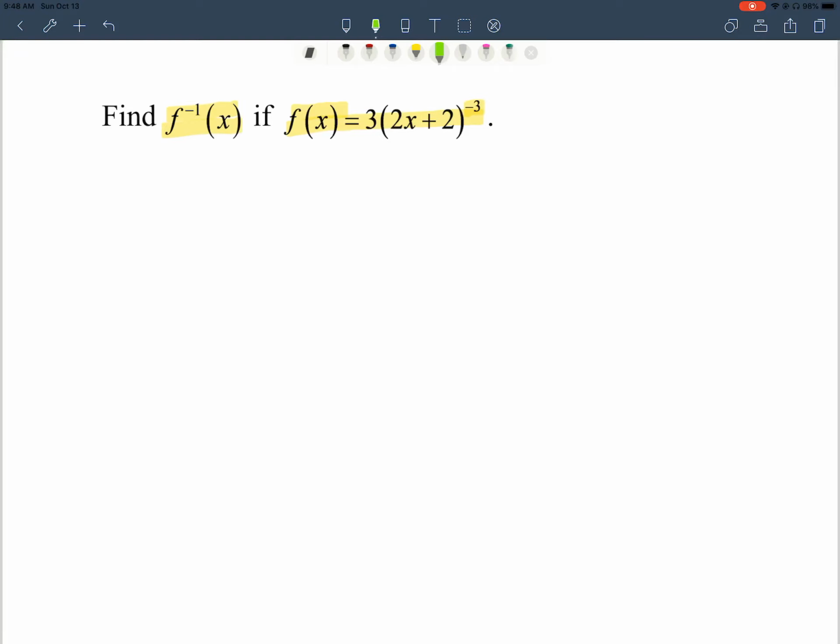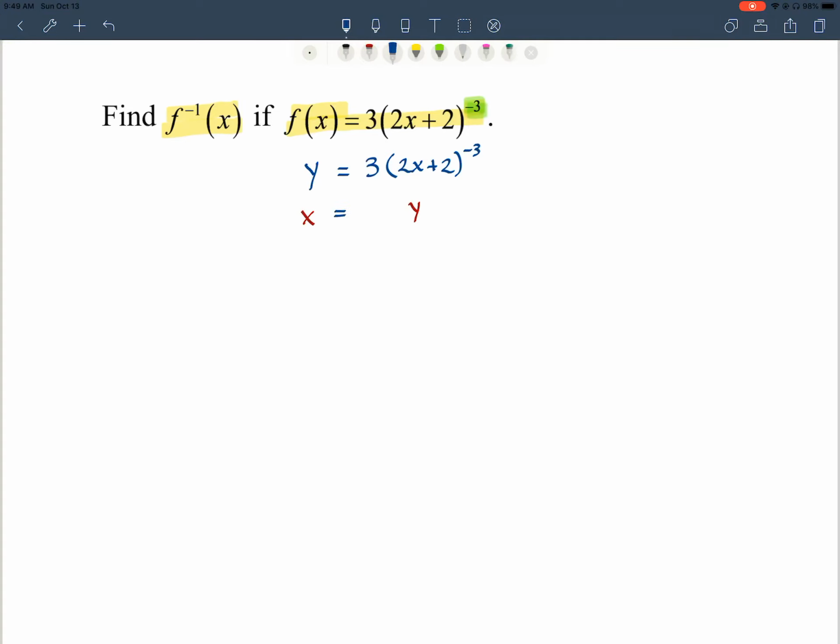This one looks really complicated because we've got this negative 3 up here. So we're going to still do the same thing that we've been doing. Let's take out the f of x and put a y in. So we have y is equal to 3 times the quantity of 2x plus 2 raised to the negative third power. And then we need to switch the x and the y.